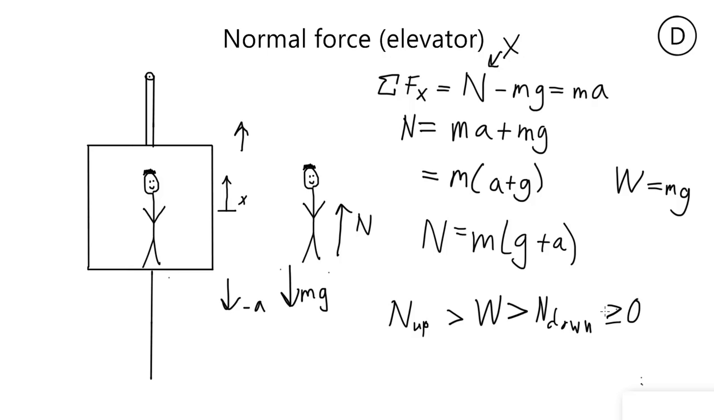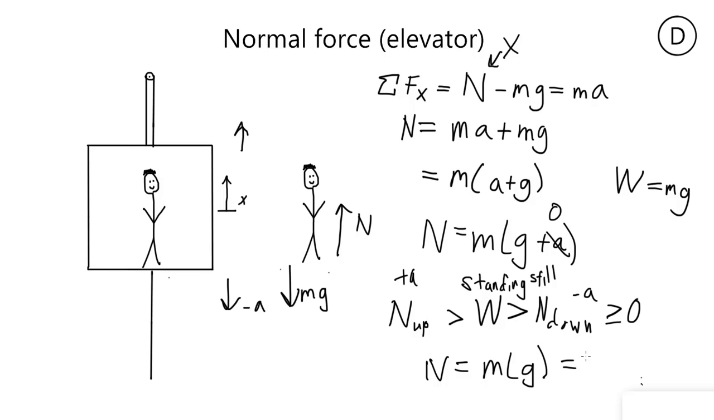That's just naturally if you're in an elevator. Next time you're in an elevator, you can actually think about this. N up is if you have a positive acceleration. This is if you're standing still, and this is if you have a negative acceleration. If you're standing still, N is just going to equal mg, just because this term is 0 in the end. So really, you just get a g right here, and that's just weight.